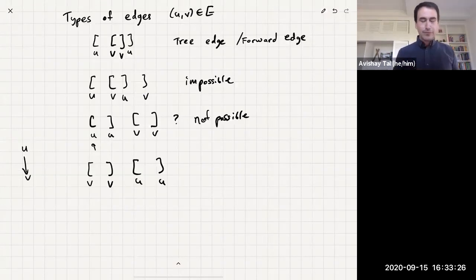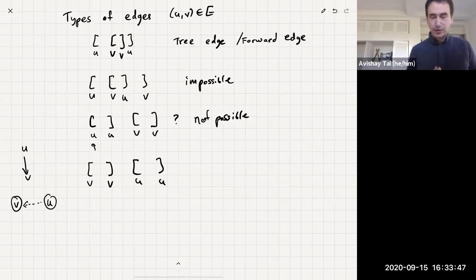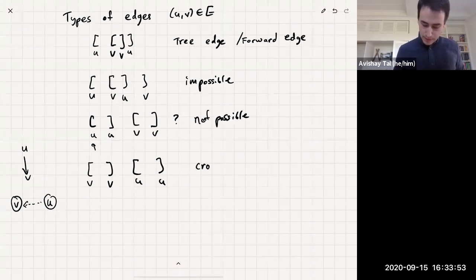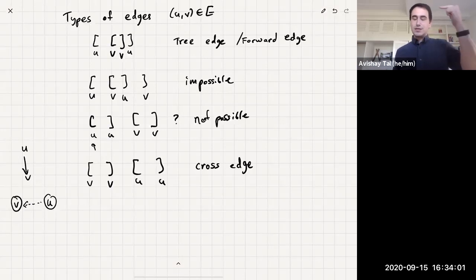So if we explored V first, we have nowhere to go, so we finish. And then we explore U, and then we consider this edge. So if we do DFS on this graph and we start from V, the structure that we'll see is first V, and then we're gonna see U with a cross edge to V. Okay. So this is called the cross edge because it's not an edge in the tree, and it's also not an edge going to an ancestor or a descendant.